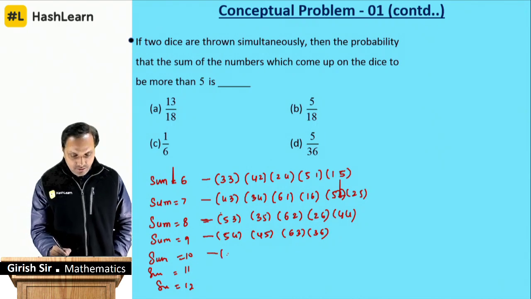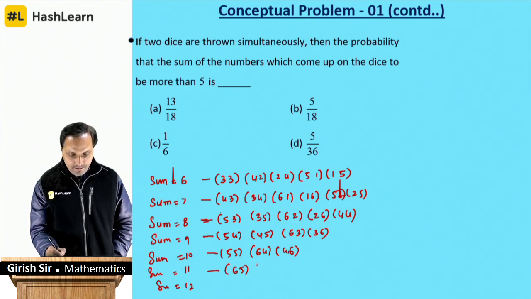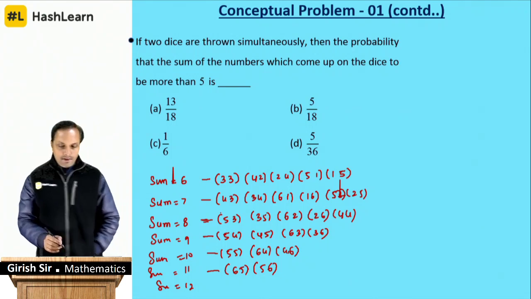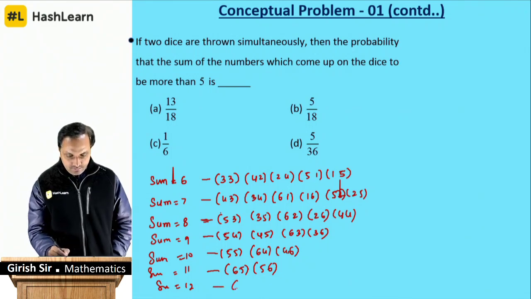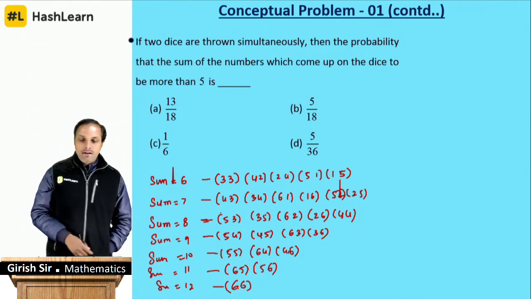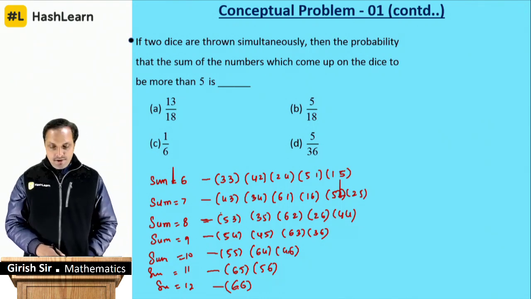Then sum is 10: only 5, 5; 6, 4; and 4, 6. 11 is only 6, 5 and 5, 6. And this fellow will be 6, 6, sum is 12. So be careful now.